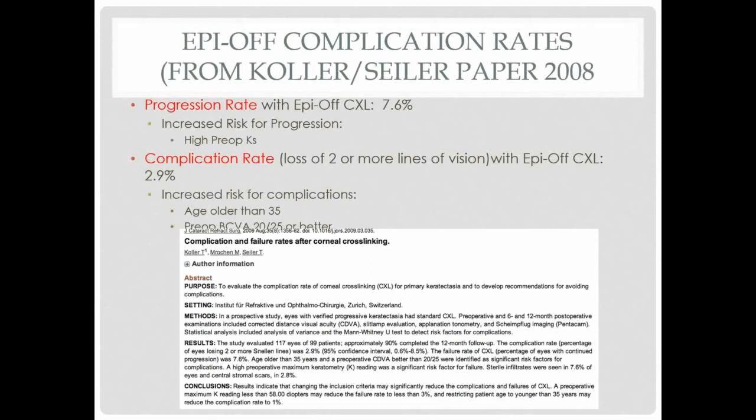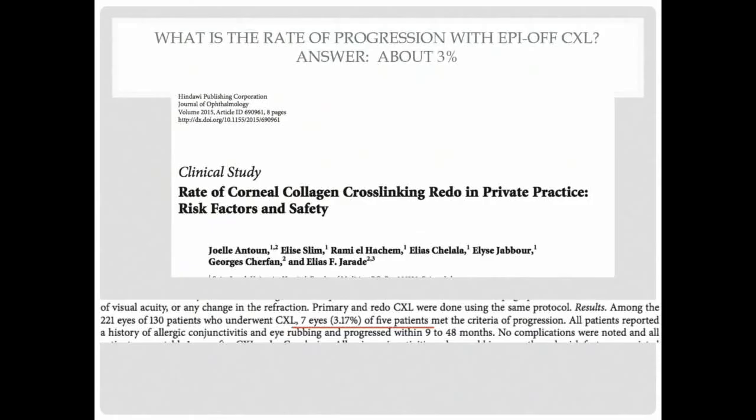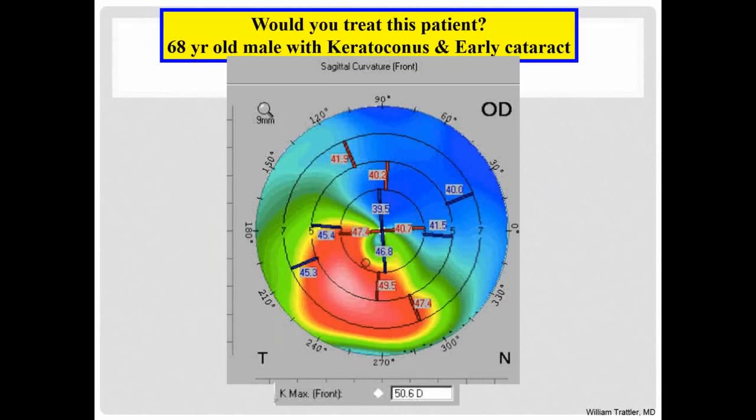So the nice thing for these older patients, we could offer them epi-on cross-linking. And there's just another study showing that the rate of needing a second procedure was 3.17%, which I think is appropriate. This is for the epi-off.